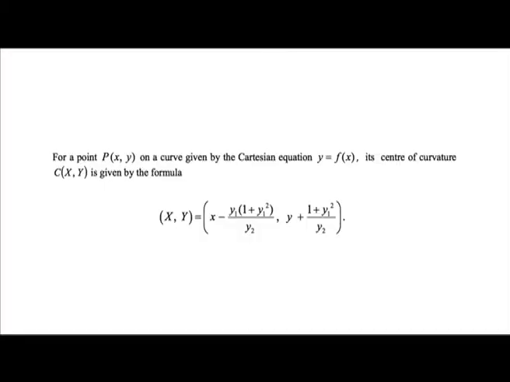For a point P with the coordinates (x, y) on a curve given by the Cartesian equation y is equal to f of x, its center of curvature C with the uppercase letters X and Y is given by the formula (X, Y) is equal to (x minus y1 times (1 plus y1 square) by y2, y plus (1 plus y1 square) by y2).